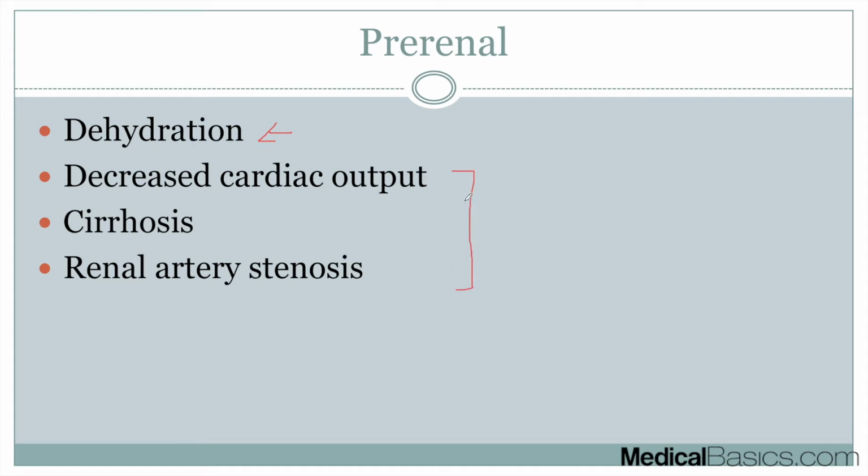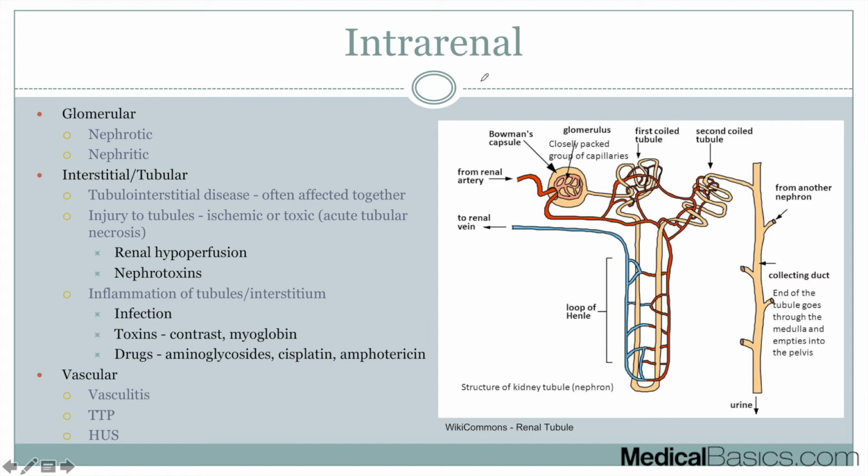If you have decreased cardiac output, you're not going to have as much flow to the kidneys. If you have cirrhosis as well, and if you have renal artery stenosis, you just don't have enough flow going to the kidneys. So these are three other things that you can think of besides the most common, dehydration, as causes of prerenal disease. The next thing is going to be intrarenal disease.